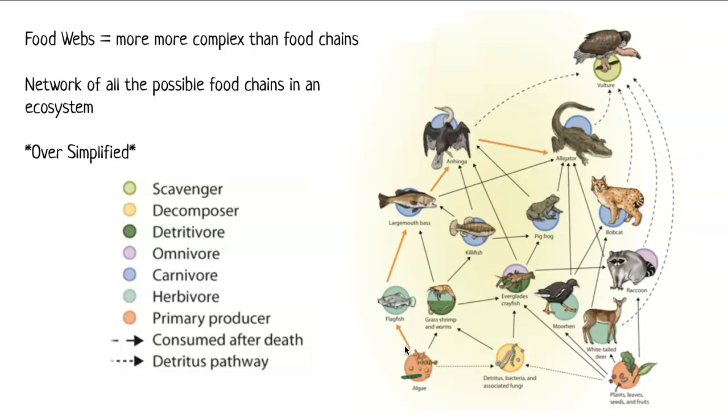I would like for you to note that there are multiple arrows and that different organisms get energy from multiple different venues. They don't just rely on one particular organism to be their food source. And we have scavengers, decomposers, detritivore, omnivore, carnivore, herbivore, primary producer. A detritivore is kind of similar to a decomposer. A detritivore is going to be an actual organism that eats dead and decaying matter. Okay? The decomposer is what is breaking it down. The detritivore is what's eating it.